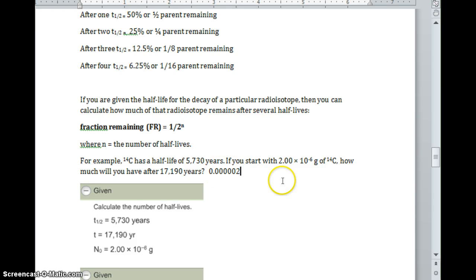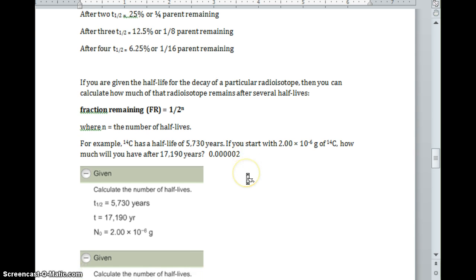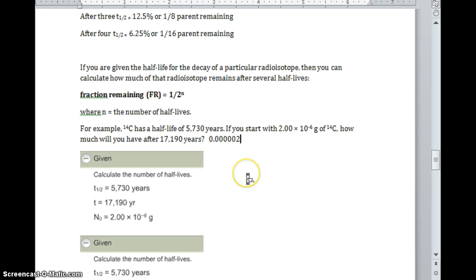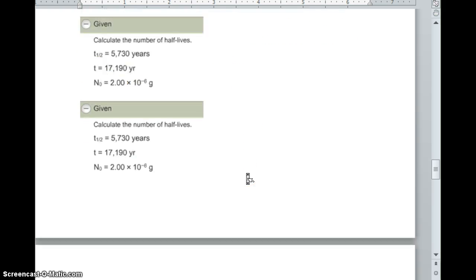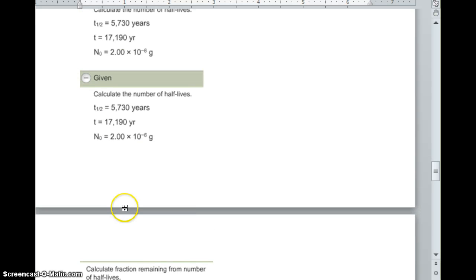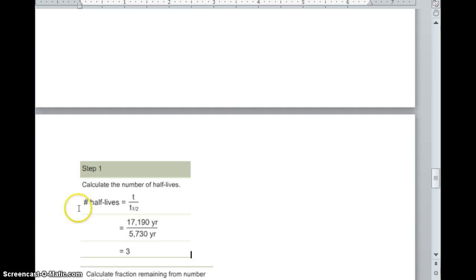Yeah, so you might want to just put it in your calculator as a decimal. All right, so calculate the number of half-lives. If you think you can do it, hit pause and do it. To find how many half-lives there are, you take the amount of time that's gone by and divide it by how long it takes for a half-life. So 17,000 years went by, almost 6,000 years is a half-life. You divide them, 3 half-lives went by.